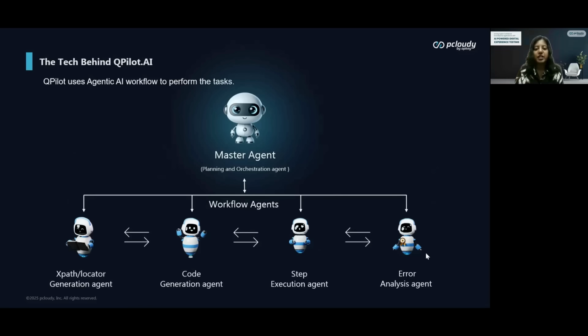And some of the tech that's happening behind the scenes with QPilot: as I mentioned, it uses agentic AI, and there are multiple agents working behind the scenes to perform the task. Firstly, there is the XPath or locator generation agent, which is responsible for finding the right way to identify UI elements, be it buttons, checkboxes, dropdowns, or input fields.